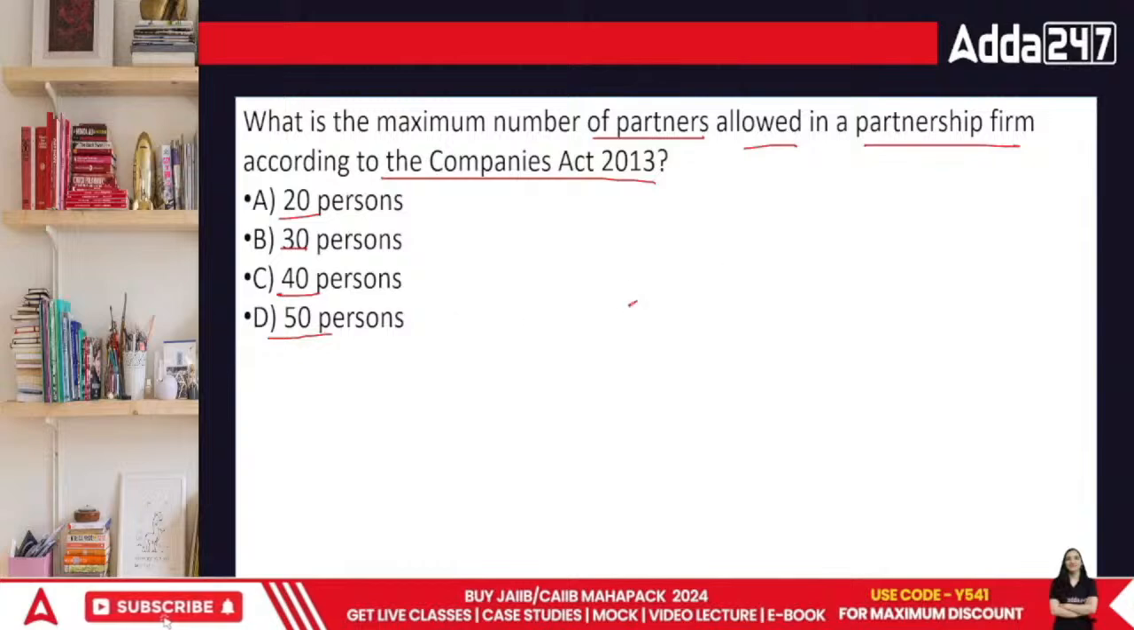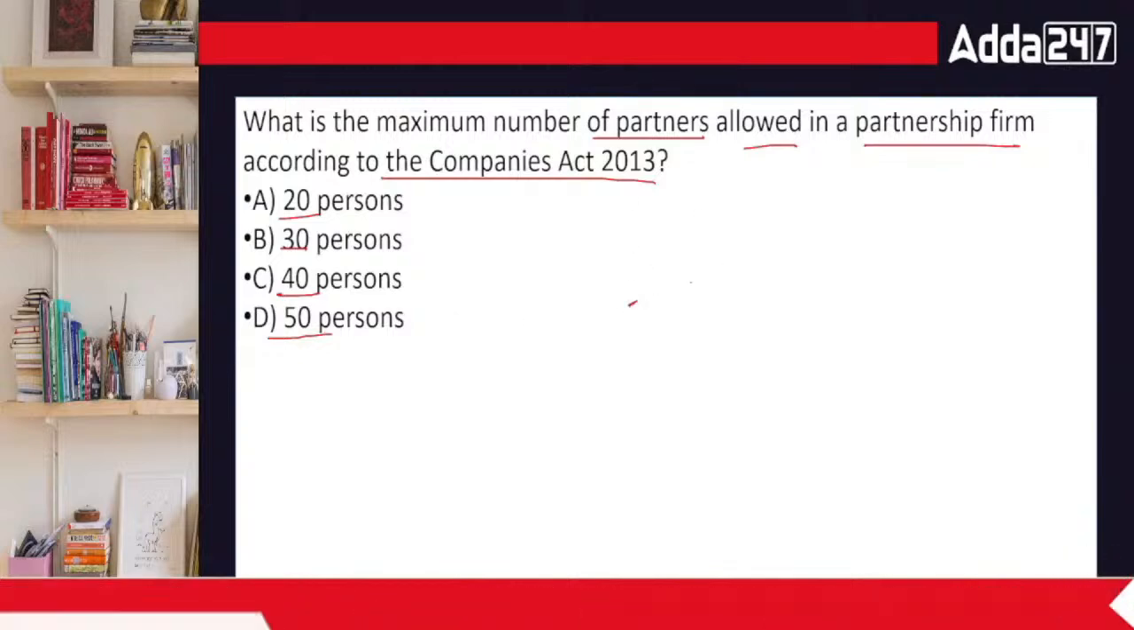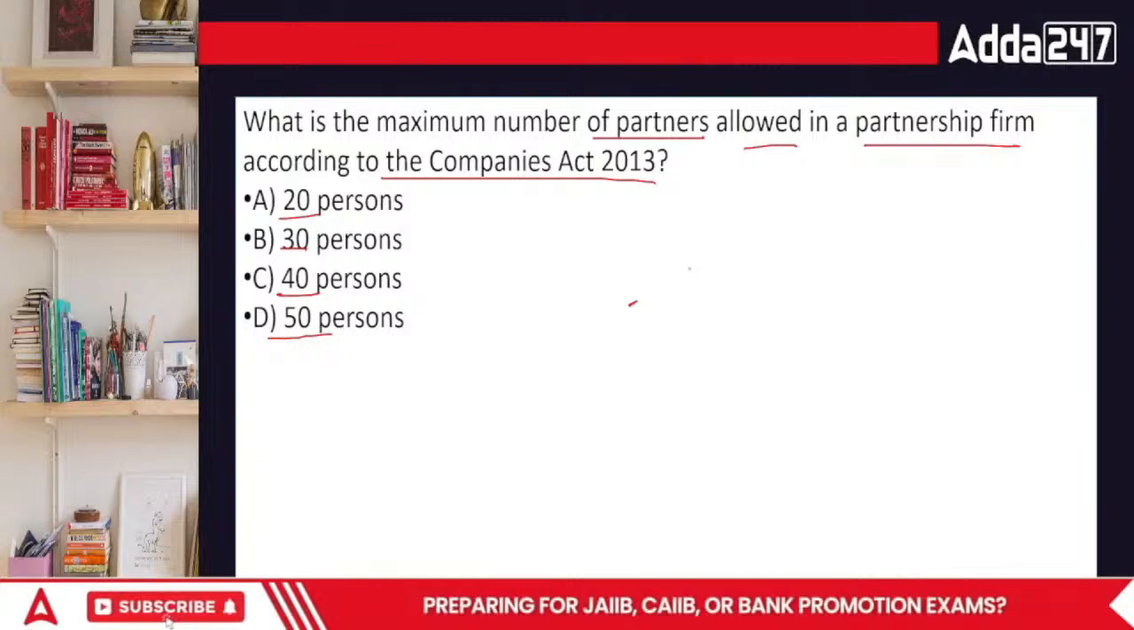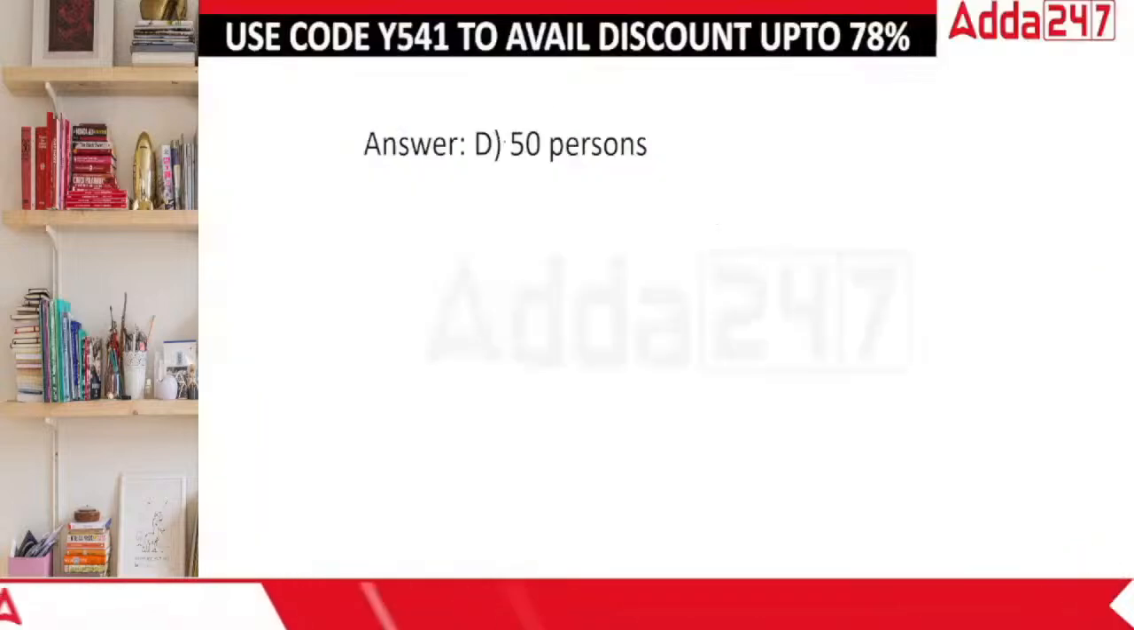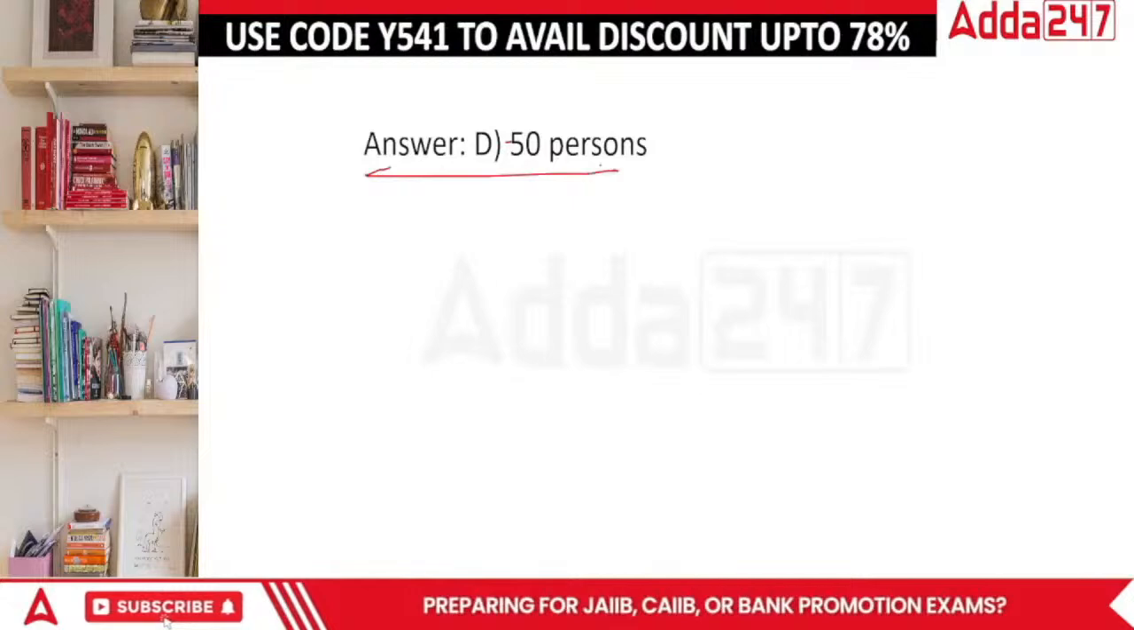See, the weirdest thing is the Partnership Act doesn't define the number. The Companies Act amendment rules actually defined it. And the number is actually 50 persons. Okay? The Companies Act prescribes minimum and maximum number of partners.